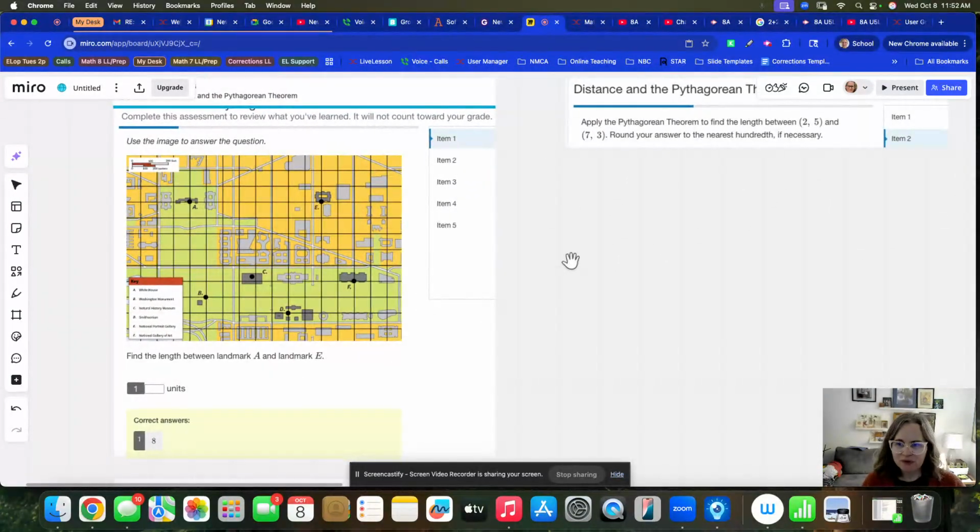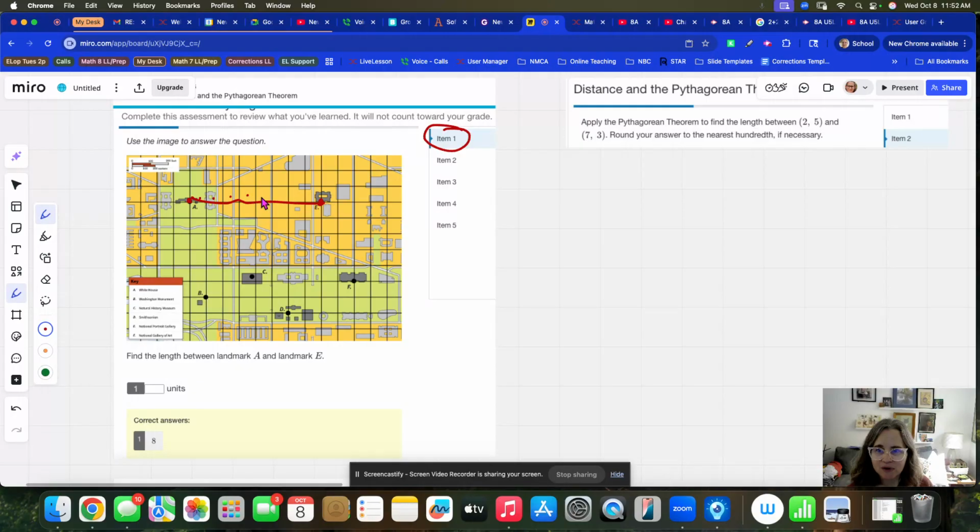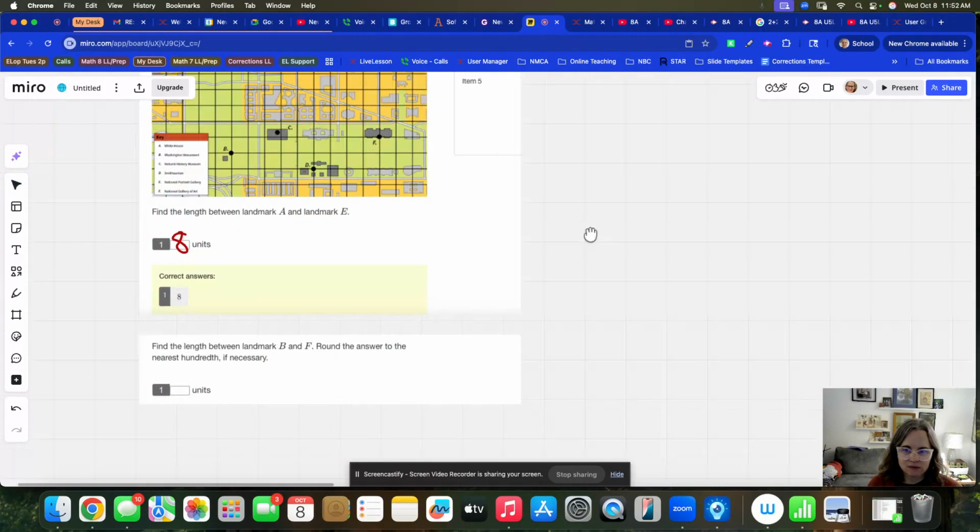Okay, and so if you look at this one, this is one of your problems. I don't know if it's a quick check or a practice, I cannot remember. Sorry about that. But just know it's a problem you're supposed to do. It's item 1. Find the length between A and E. This question is literally just asking you to count squares. 1, 2, 3, 4, 5, 6, 7, 8. Okay? 8 units. That's all. They just want to make sure you know how to find the legs.